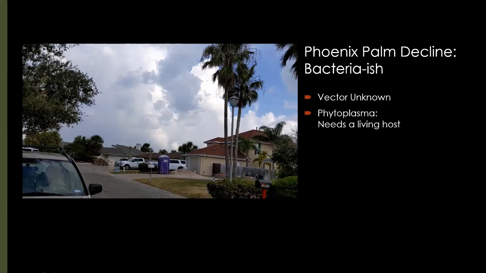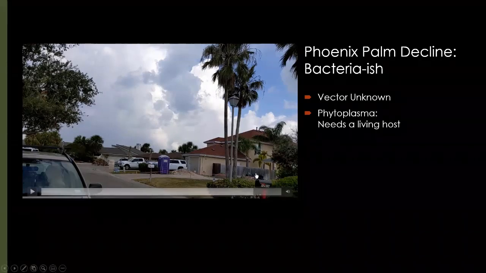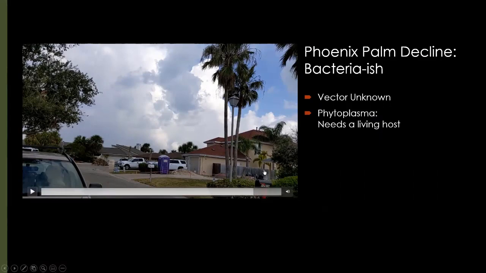Don't transplant palms. Buy container-grown palms. They're very sensitive little critters.